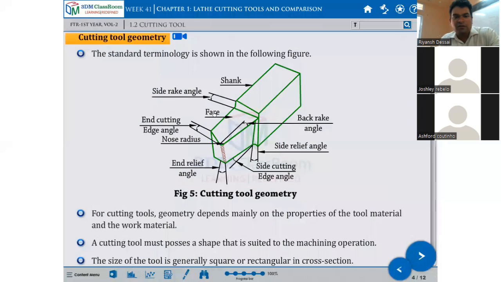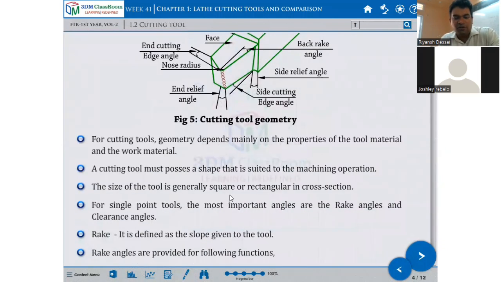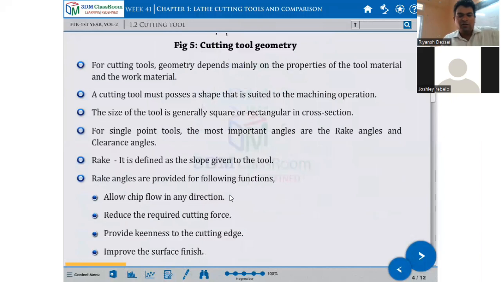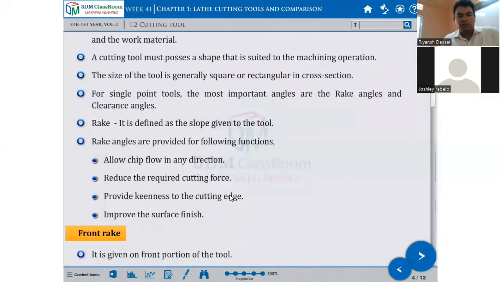This is a back rake, side rake. From here to there, some back incline is given. It is defined as a slope given to the tools. Rake angles are provided for the following functions: allow chip flow in one direction, reduce the required cutting force, provide keenness to the cutting edge, and improve the surface finish.